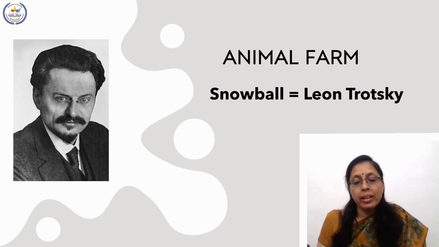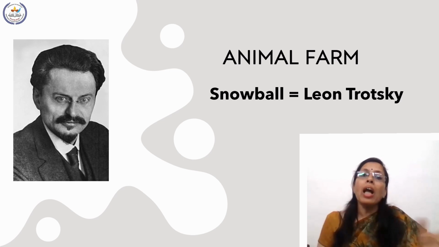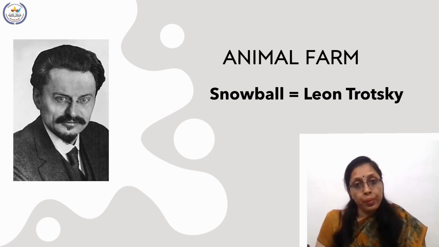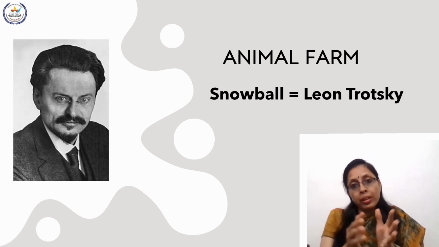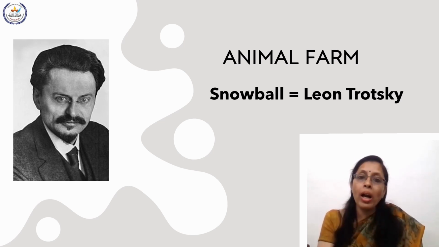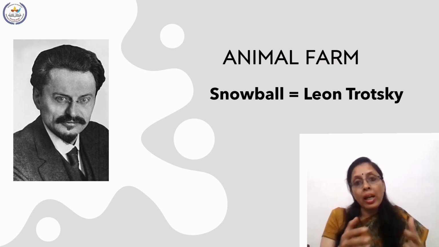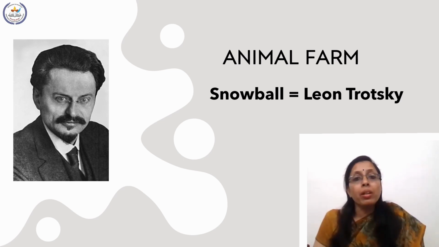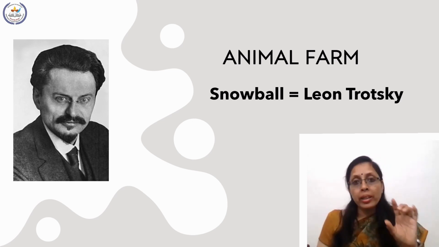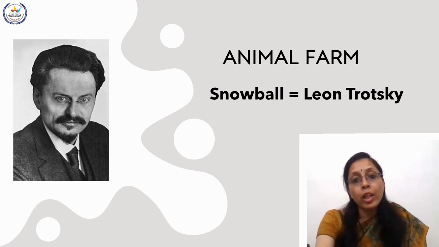Then another important character is the character of Snowball. Now Snowball represents Leon Trotsky. Leon Trotsky was an ally of Vladimir Lenin and Joseph Stalin during the Russian Revolution, and after the revolution he was, for some time, a close ally of Joseph Stalin. But the idea with which he wanted to progress for the country and Stalin's ideas for the country did not match, and ultimately their ways fell apart, and Joseph Stalin turned completely against Leon Trotsky. So the pig Snowball represents Leon Trotsky.